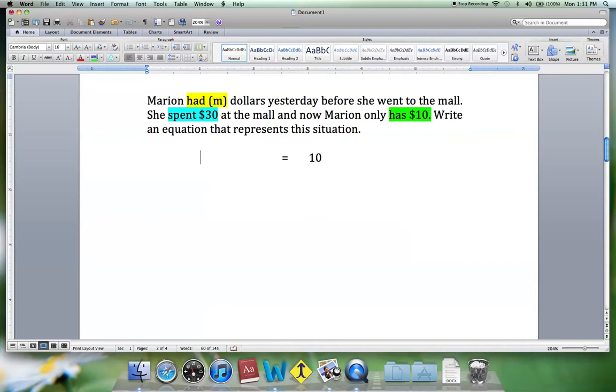Now we want to figure out what goes on the left-hand side of the equation. We have that she spent $30 from this amount that she had. So that means that she had an amount M and she spent some of it. She spent $30 of it, and that left her with $10. So our equation that represents this situation is M minus 30 equals 10. Again, we can use our steps for solving equations to determine how much Marion had before she went shopping, but for now we're going to stop here at writing the equation.